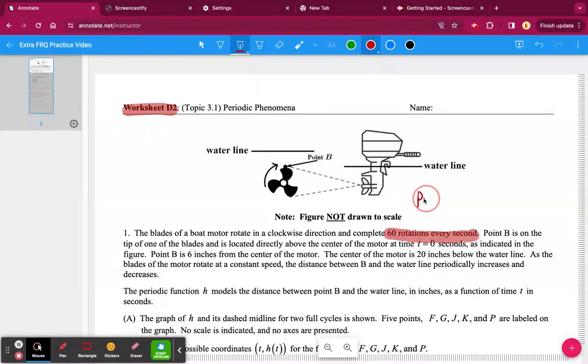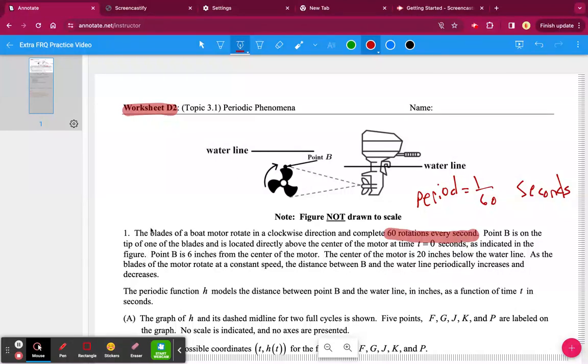and I apologize, I don't have my iPad, so I'm writing with my mouse. It's a little harder here, but a period is going to be 1/60 seconds. So if it takes 1 second to go 60 rotations, it takes 1/60th of a second to go one rotation. Okay, we basically just flipped it. It was 60 over 1, and I flipped it to 1/60 for one rotation.